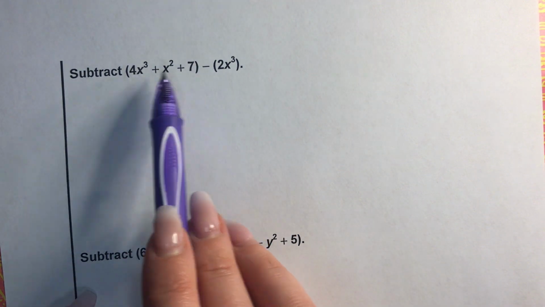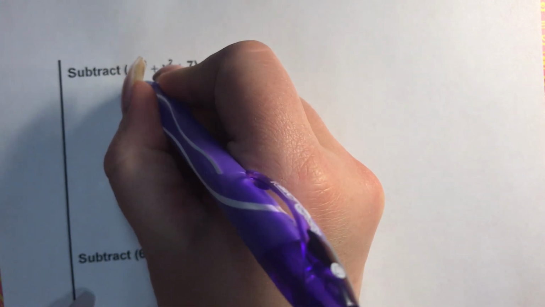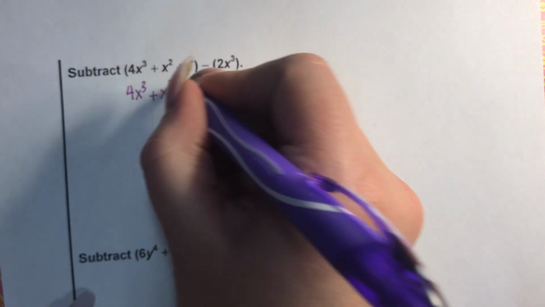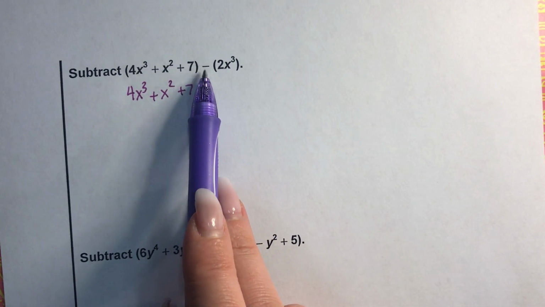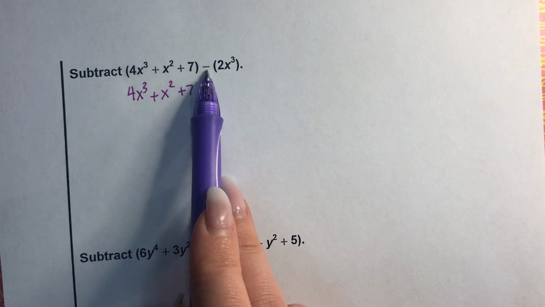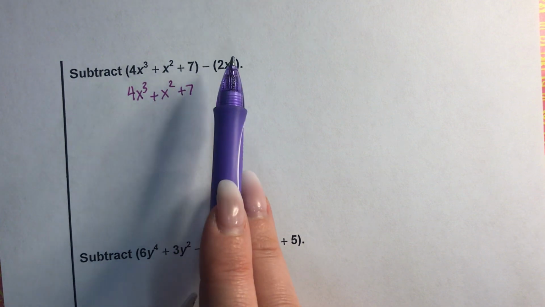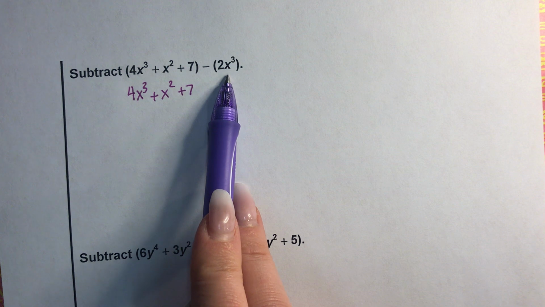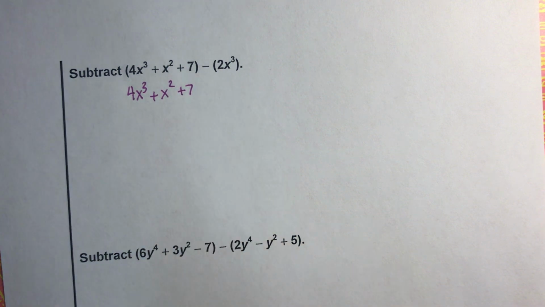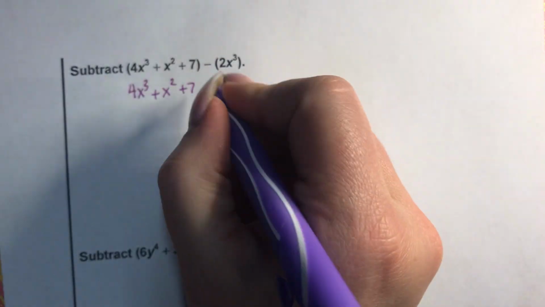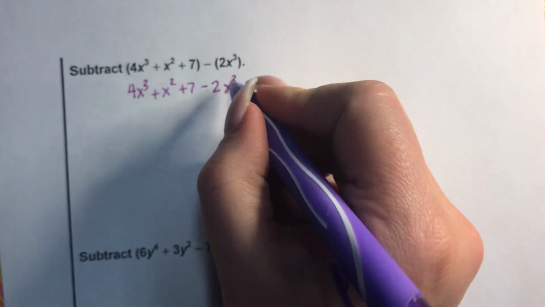So these parentheses are unneeded. So I'm going to rewrite this as 4x cubed plus x squared plus 7. But here we have a negative. And so when we have this negative outside of the parentheses, we have to distribute this negative to everything inside of the parentheses. So we're going to go negative times positive 2x cubed, which is going to give us a negative 2x cubed. All right?